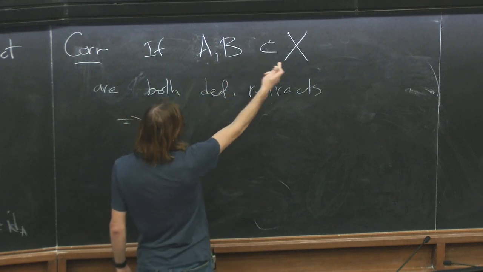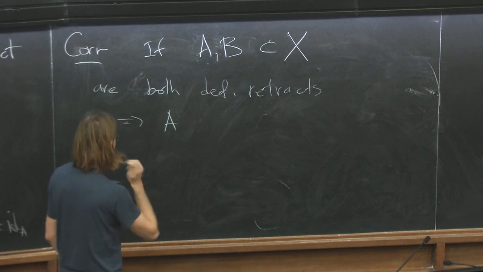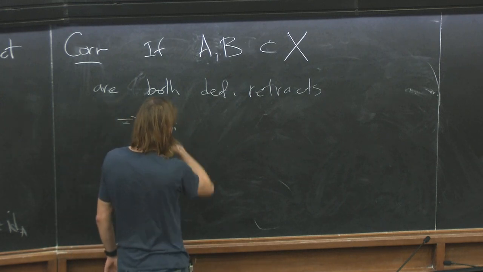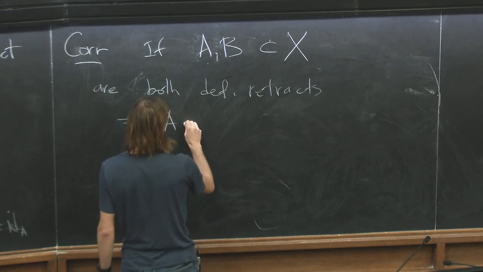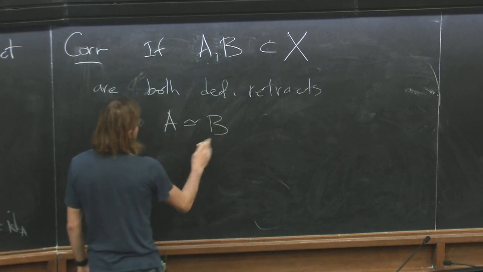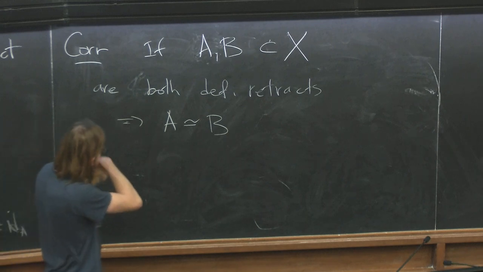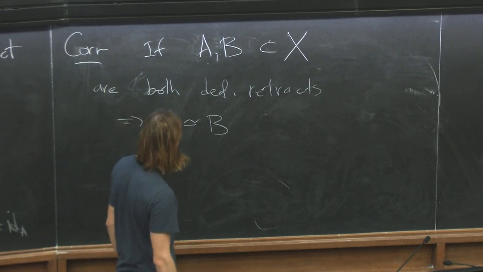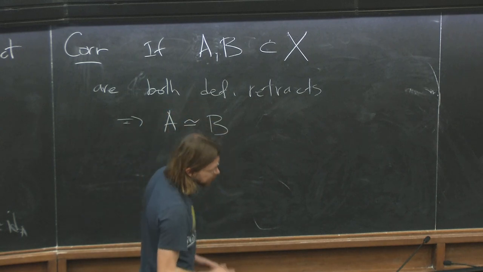This follows that A is homotopy equivalent to X and B is homotopy equivalent to X, but then we use the fact that we showed in the last lecture that homotopy equivalence is an equivalence relation, so there is, in particular, a transitivity property. This follows that A and B are homotopy equivalent.